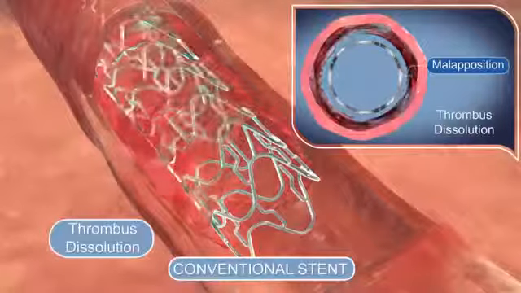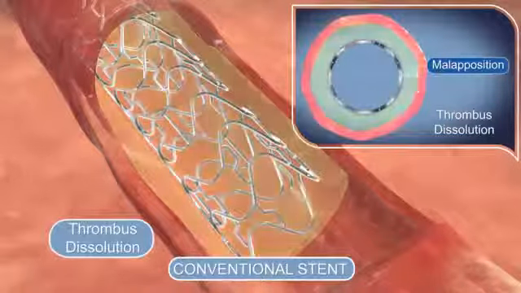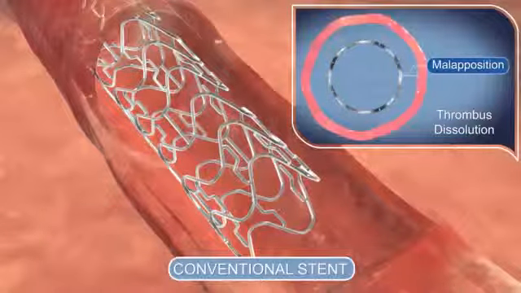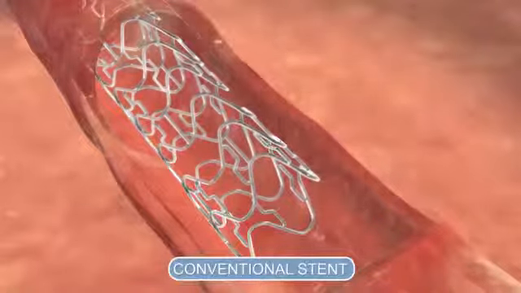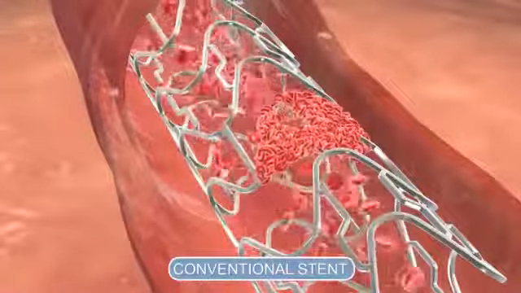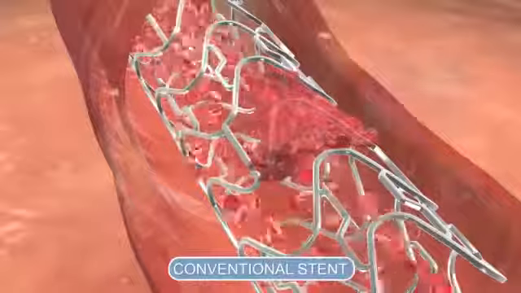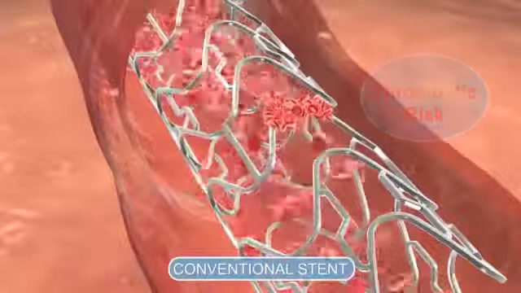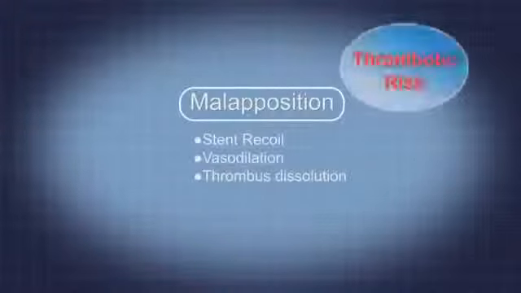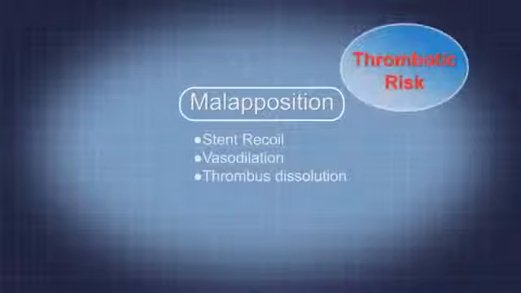And finally, as thrombus dissolves over time, the gap between the struts and the wall becomes even larger, and hence increases the stent's malapposition. Malapposition is the primary predictor of stent thrombosis. Floating struts disturb blood flow and increase thrombotic risk. With conventional stents, malapposition is induced by stent recoil, vasodilation, and thrombus dissolution.